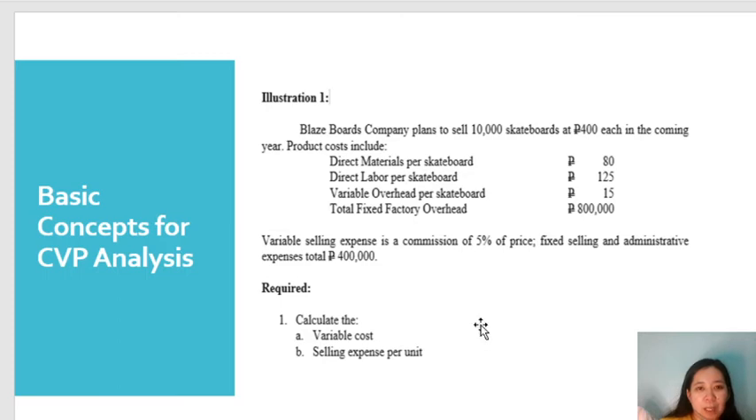It is also stated here in the additional information that a variable selling expense is a commission of 5% of price. Fixed selling and administrative expenses totaled 400,000. So the required computation will be the following. You're going to determine, letter A, how much will be the variable product cost. Letter B, how much is our selling expense per unit?